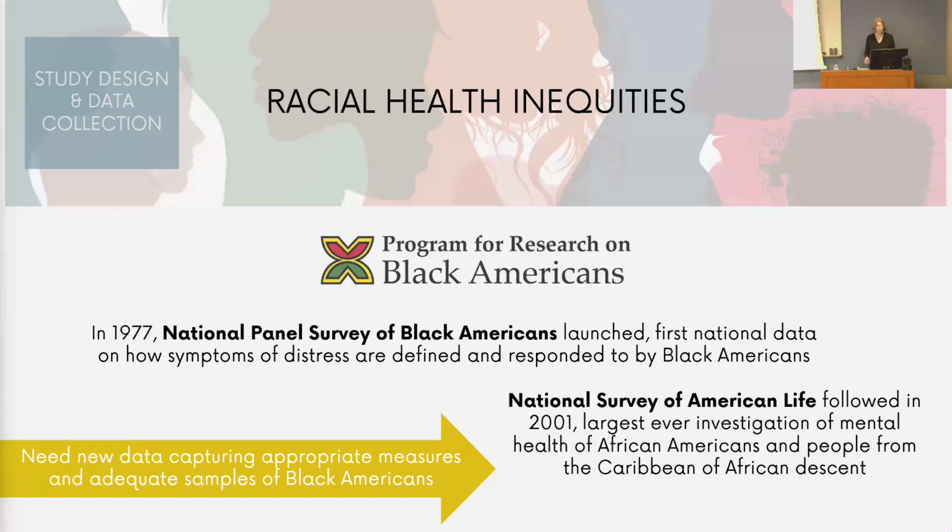And it was followed up in 2001 with the National Survey of American Life, the largest ever investigation of the mental health of African Americans and people from the Caribbean of African descent. So there were new challenges here, right? The ISR people were so well poised to address. They had to develop ways of sampling for appropriate coverage, sample size, comparison groups in populations that might be resistant to being interviewed for lots of good reasons because of how they've been treated in society.